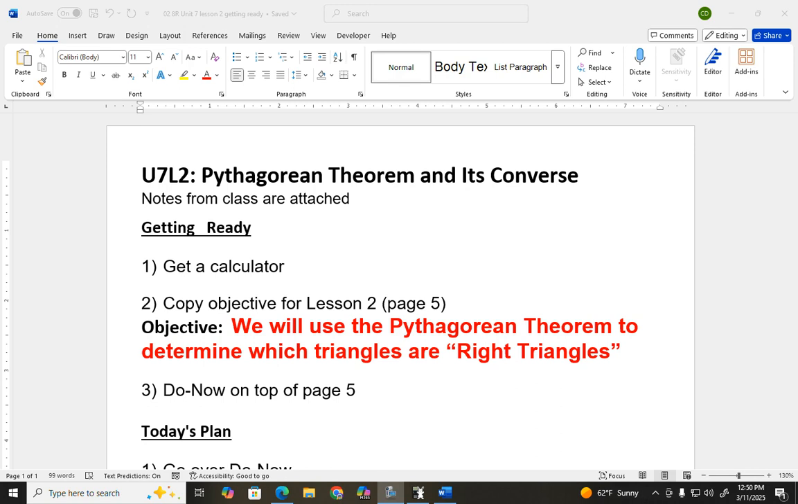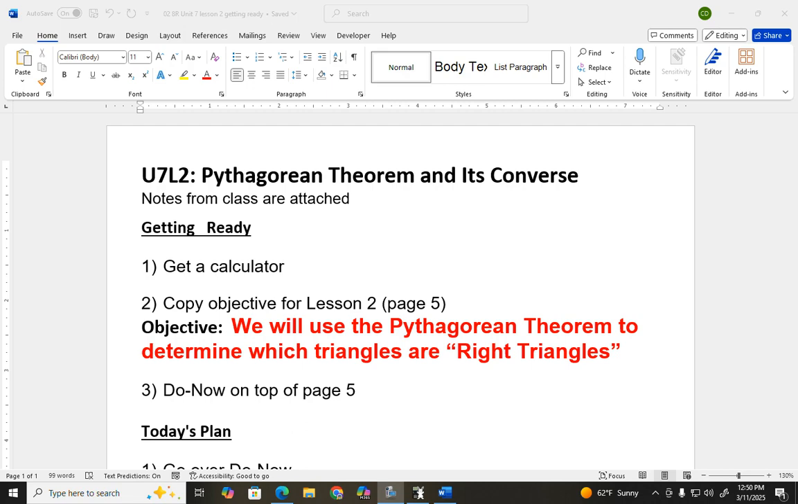So we're on lesson 2 in our Pythagorean Theorem unit. Yesterday we learned that the Pythagorean Theorem will find the missing side of any right triangle. The Pythagorean Theorem is a squared plus b squared equals c squared. Now we're going to go in reverse. I will give you 3 sides of a triangle and you will determine whether it's a right triangle or not. That's why it's called the converse of the Pythagorean theorem.